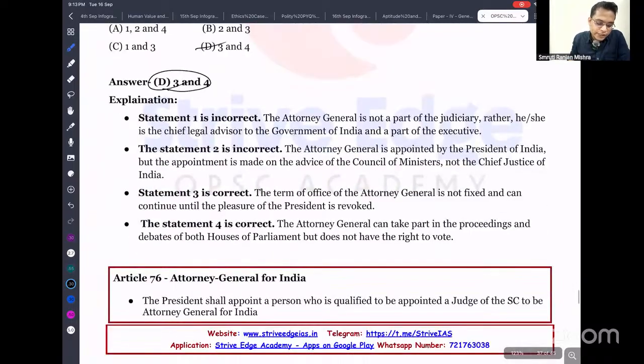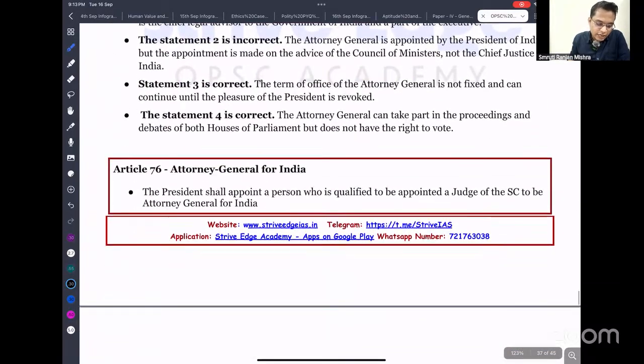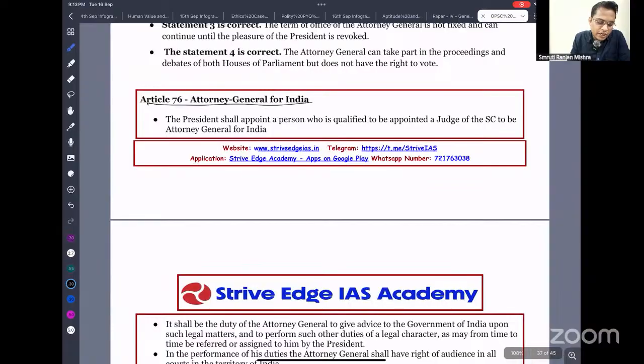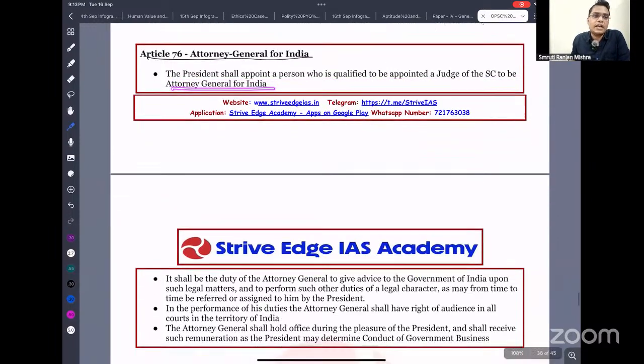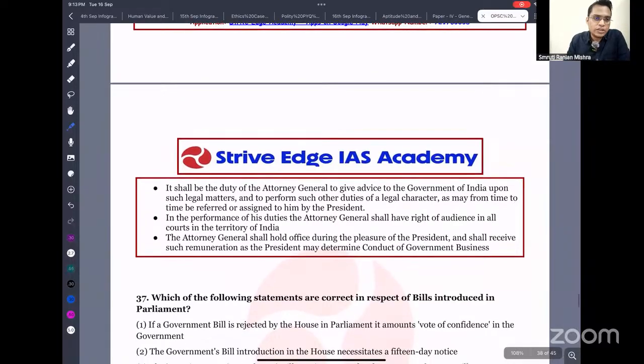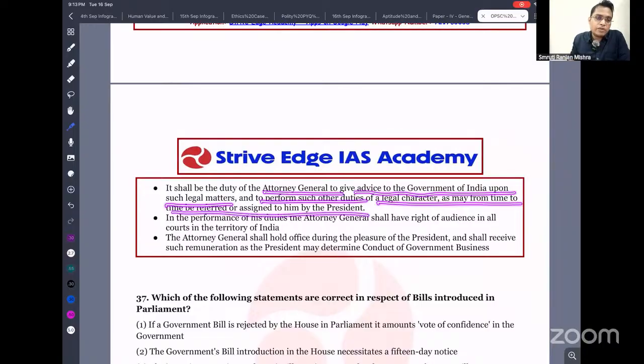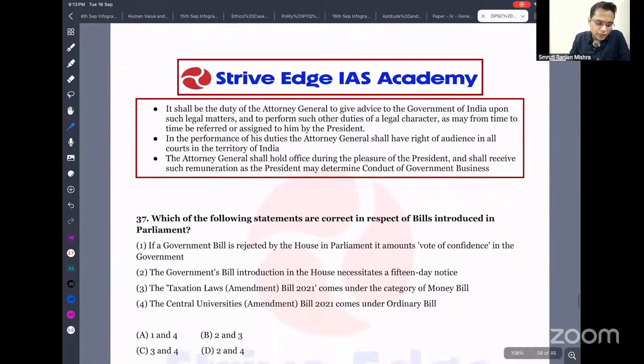Okay. So I'm just writing it down so you can see. The Attorney General of India is provided under Article 76. The President shall appoint a person who is qualified to be appointed a judge of the Supreme Court to be Attorney General of India. That means those who are going to be Attorney General should be qualified to be Supreme Court judges. It is the Attorney General's duty to advise the Government of India on legal matters, and to perform such duties of a legal character as may be required by the President from time to time.